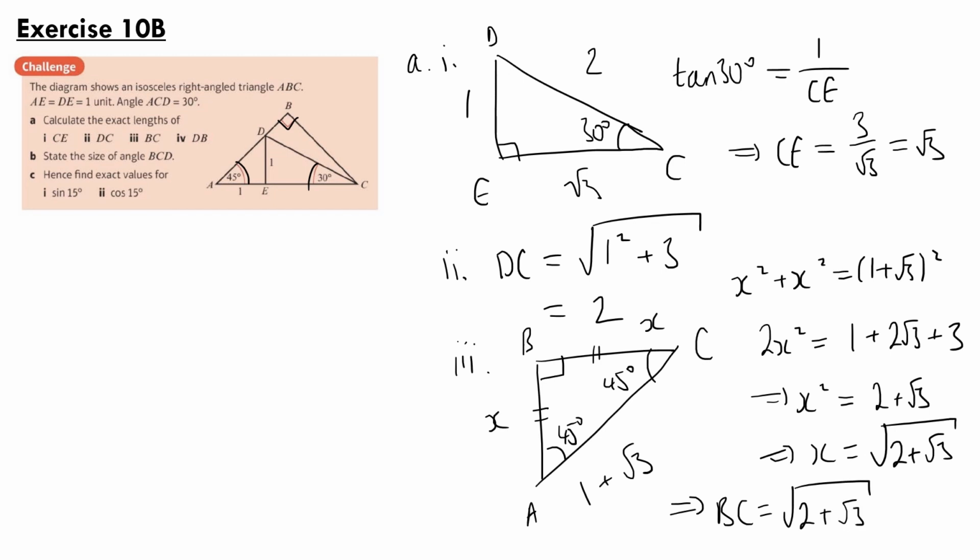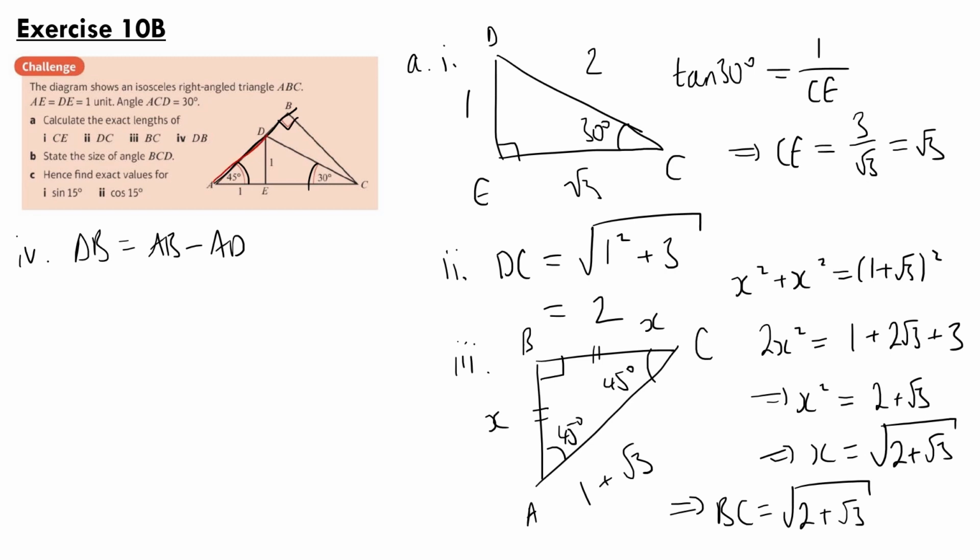And finally, for part 4, we're asked to find the length of DB. So to find this length, we can do the length AB minus length AD. So the whole length here, take away the length of AD.